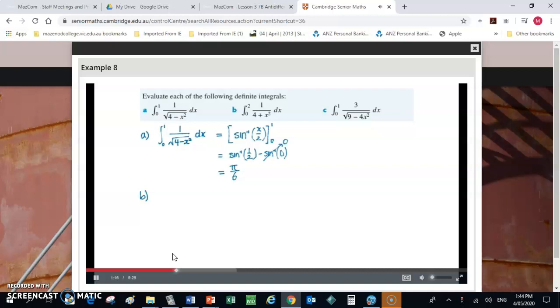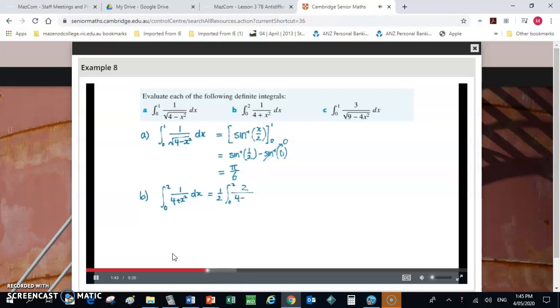The second one, the integral of 1 over 4 plus x squared. Now, 1 over 4 plus x squared is not a standard integral as it stands. Because there's no square root, we know it's going to be a tan. But the tan has a standard formula. It's a over a squared plus x squared. So for this to be a tan inverse, we need to have a 2 on the top.